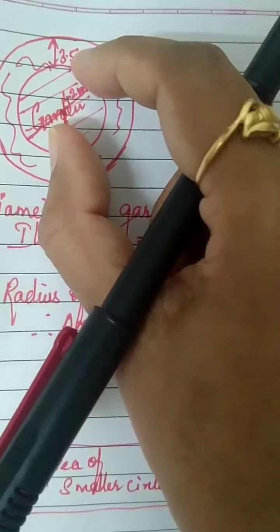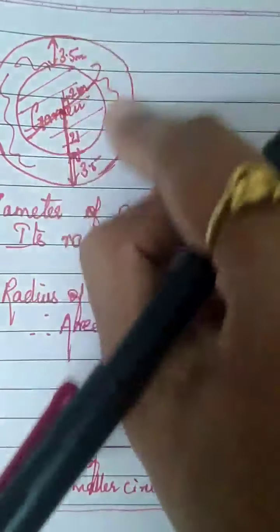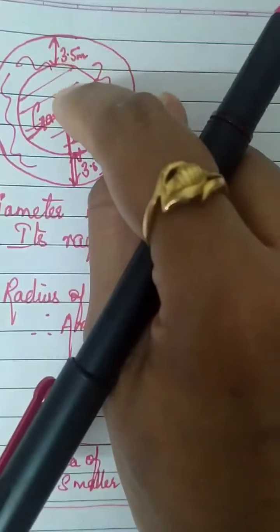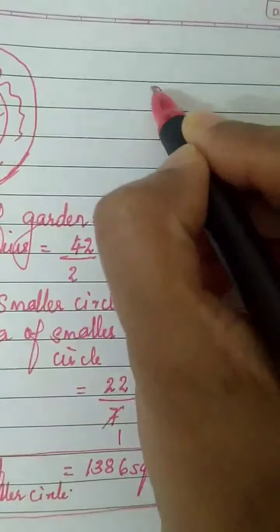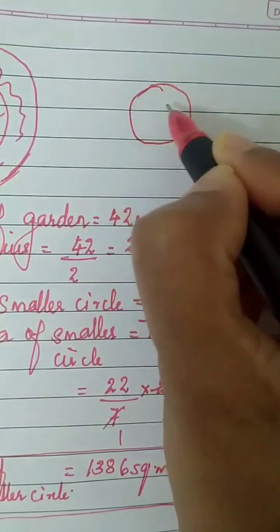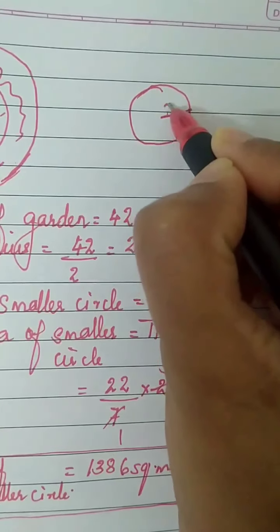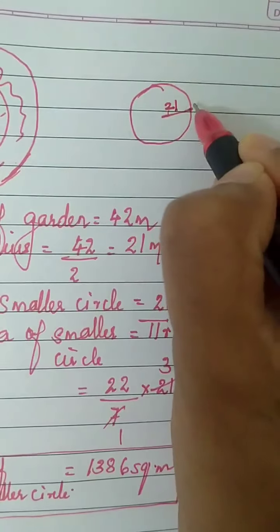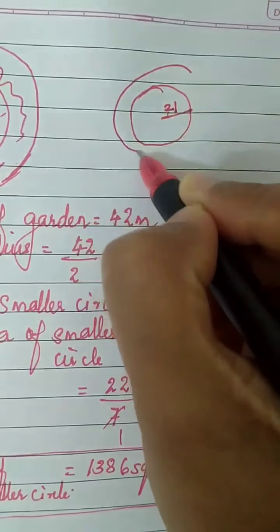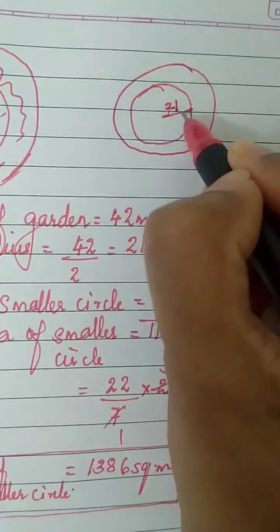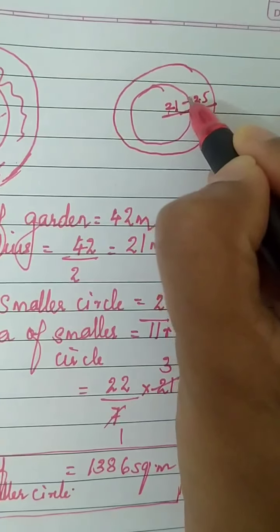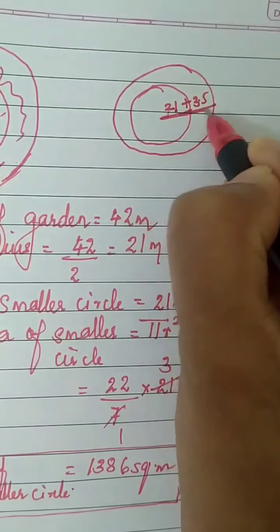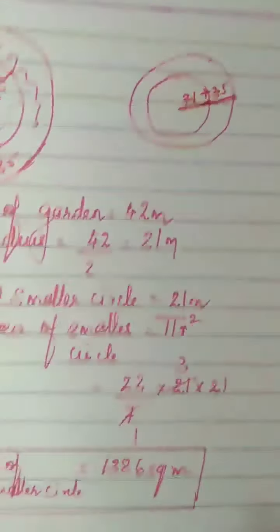Once you get the area of the smaller circle, you will find out the area of the bigger circle. For that, we need the radius of the bigger circle. Understanding, no, children? This is the garden. The garden's radius we got is 21. Then we have a 3.5 meter wide road. So this is 3.5. This will be added. So 21 plus 3.5 will be the radius of the bigger circle.